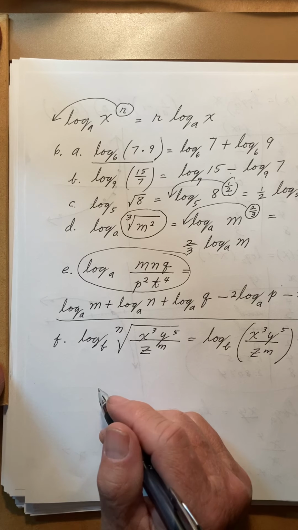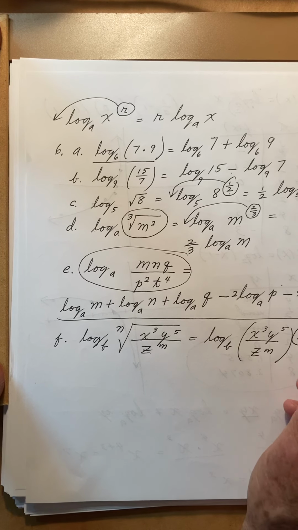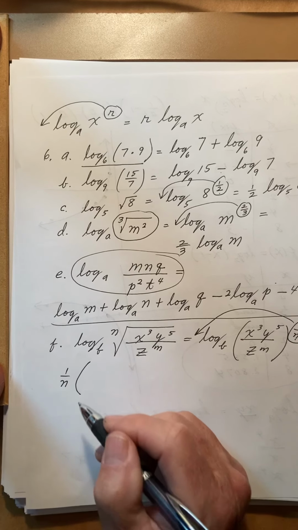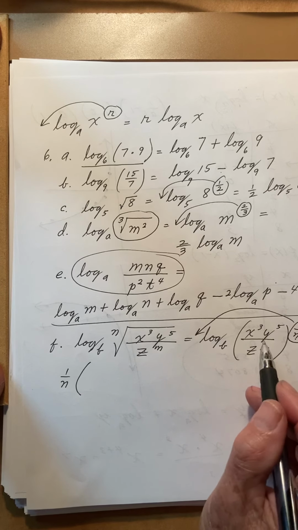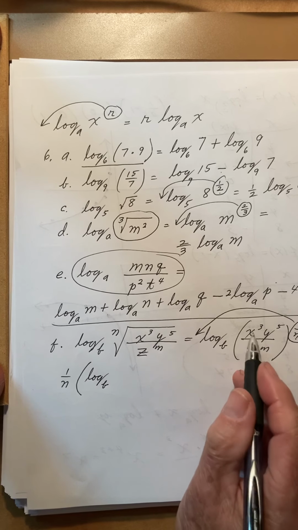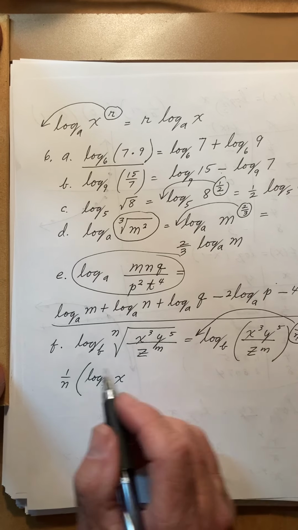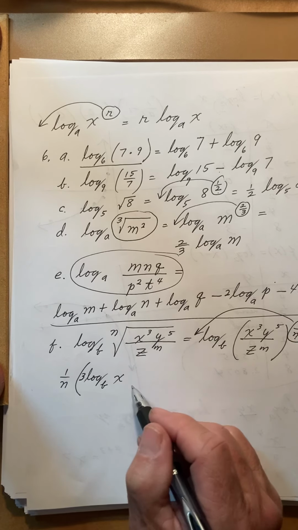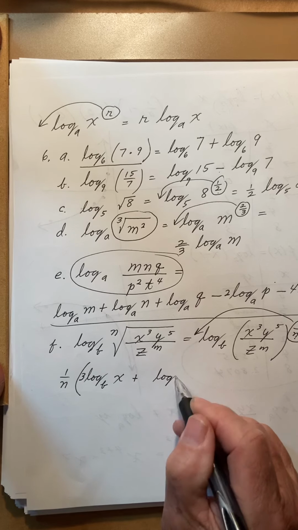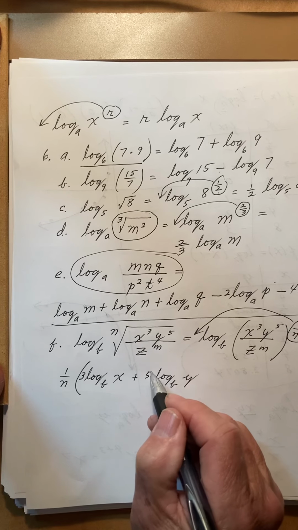So I will now put this 1 over n out in front of this, and I'll put a parentheses to take care of everything in this parentheses. So that's log base b of x, but it's not x cubed because I can put the 3 out in front of this log, plus log base b of y. Normally I could put y to the fifth, but I'll put the 5 out in front here.